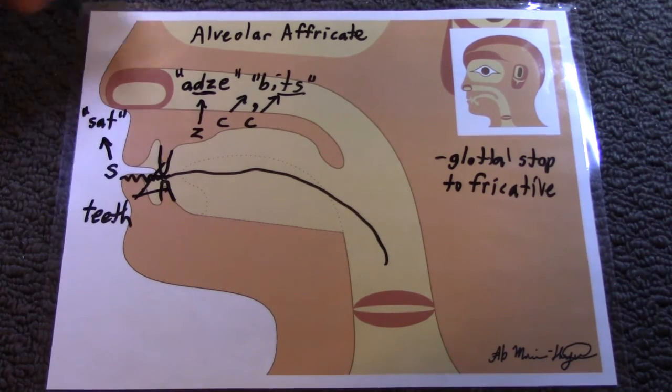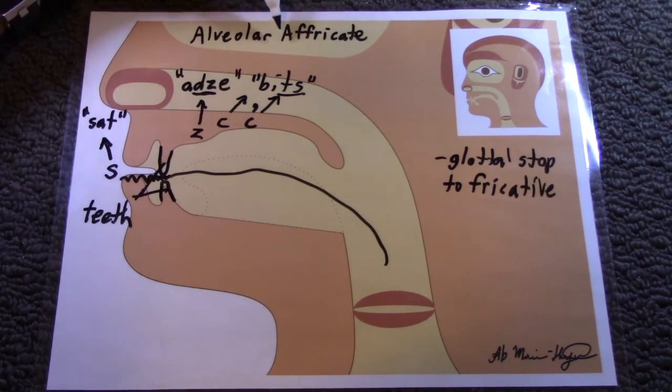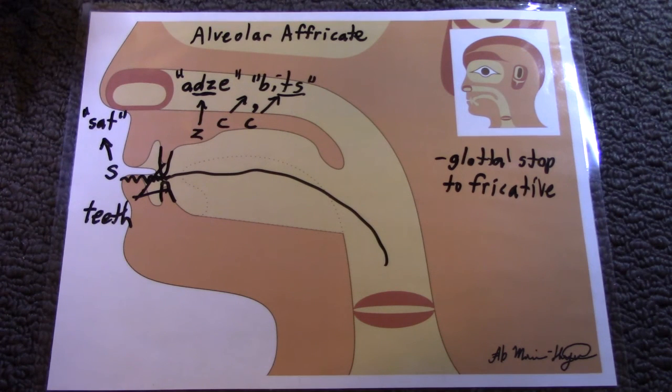So those are alveolar affricate sounds. Next video, we'll take a look at alveolar lateral sounds.